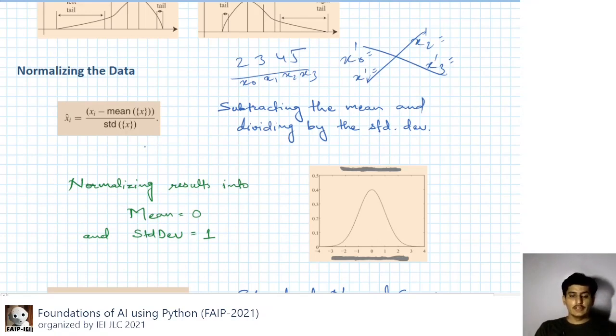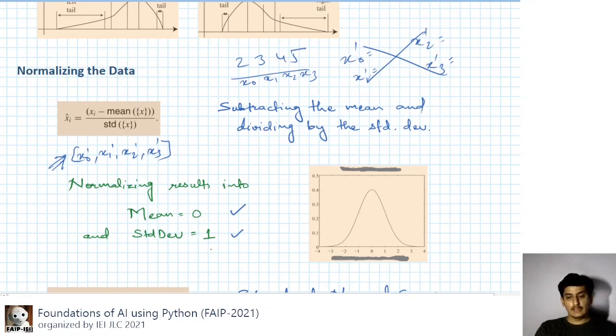After you have done this, you will notice that now your mean will be 0 and the standard deviation will be 1. After doing these operations, the new values that you get will be x0 dash, x1 dash, x2 dash, x3 dash. If you find the mean and standard deviation of this data set, you will observe that the mean is 0 and the standard deviation is 1.